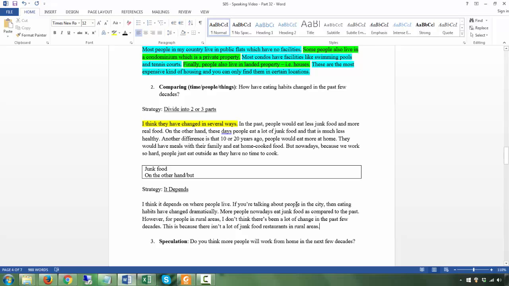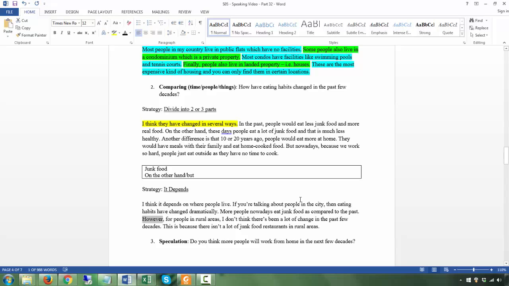If you're talking about people in the city, yeah, it's changed a lot. However, again, you have that cohesive device that signals, okay, I'm going to talk about something opposite. Again, this is comparing, so we could use this. If you're talking about people living in the countryside, there are no junk food restaurants, not many, and probably the lifestyle hasn't changed a lot. People still eat with their family, etc.